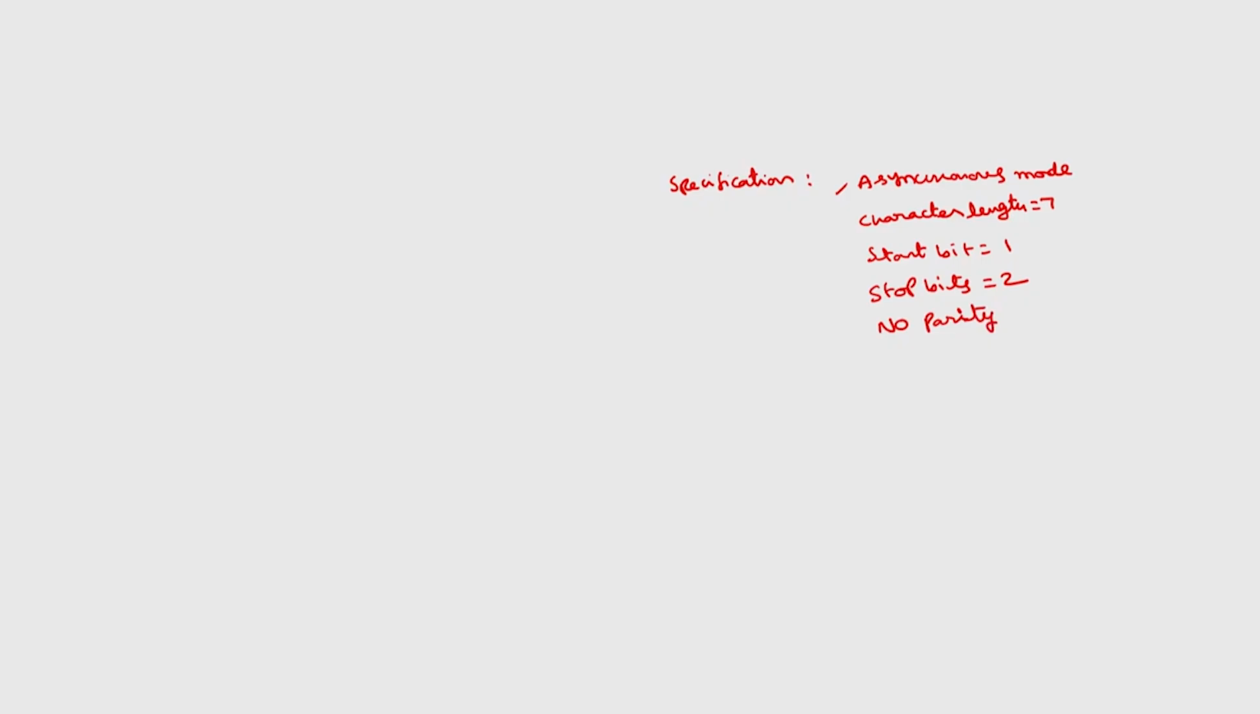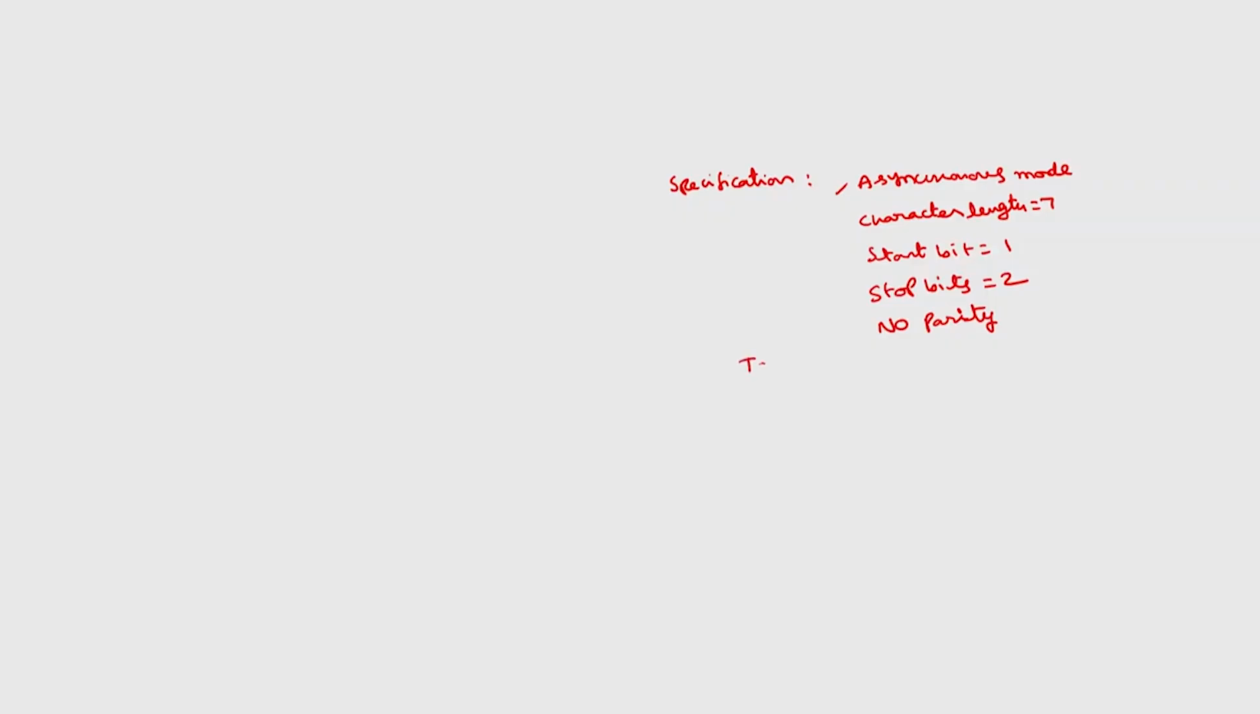I want to read the status of the signal until the transmitter is ready. So, what are the instructions to fulfill these specifications? First you have to write the mode word register.